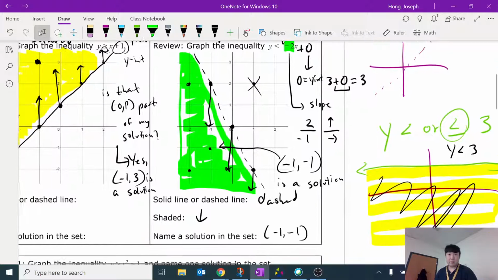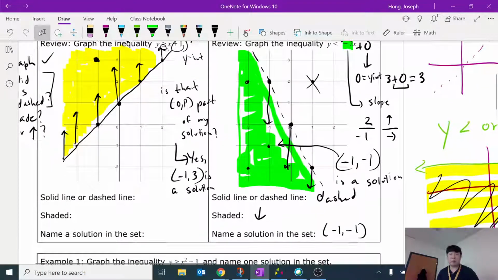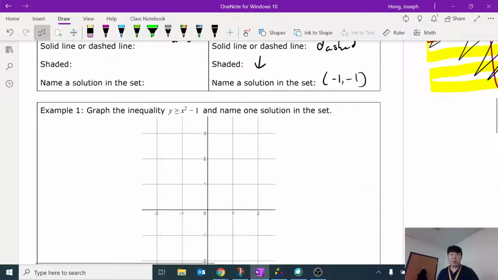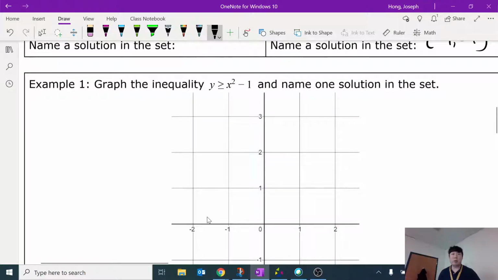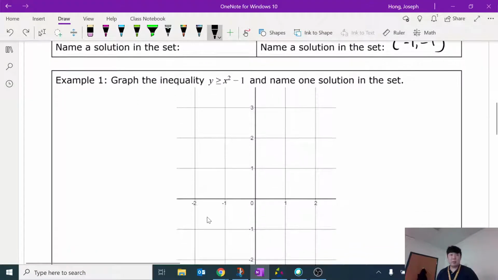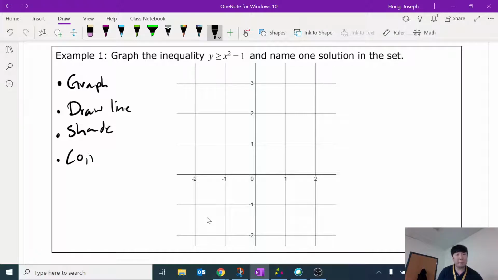Perfect. So if we can do this with linear, which is a graph of a line, I can do this with a quadratic. And the way that we identify quadratics, if you remember, is with a square on the x. So the biggest hurdle is, how would I be able to graph this? The next question would be, how do I draw my line? And the last part would be shade. And extra credit would be, give me an ordered pair.